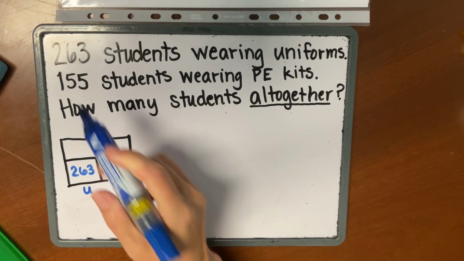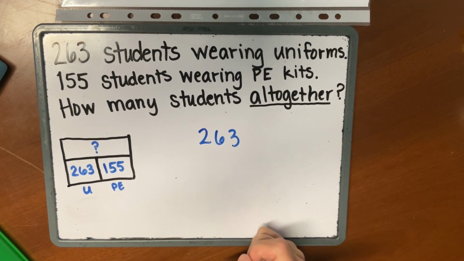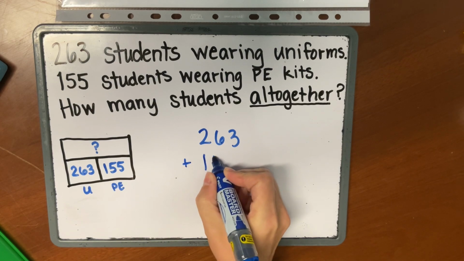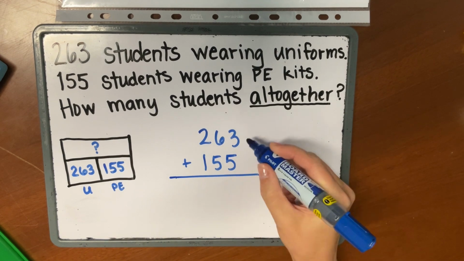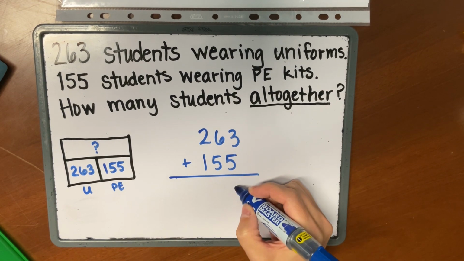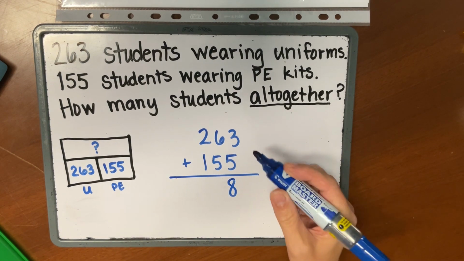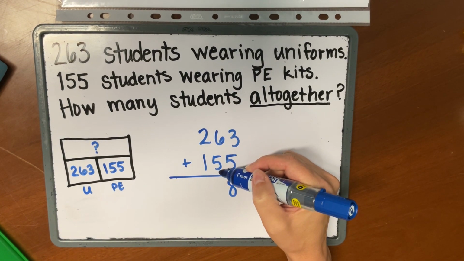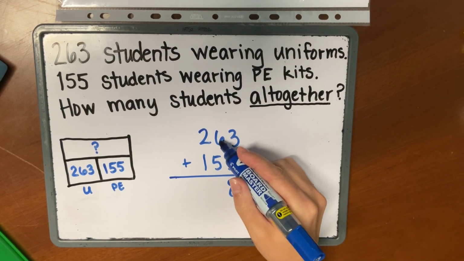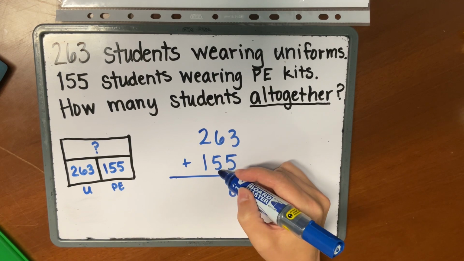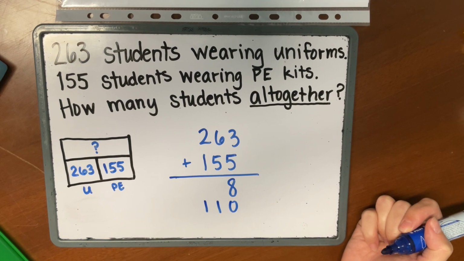Well, I know that 263, and I'm adding that to 155. I know that 3 and 5 is 8. So if I take the ones and I just do the ones together, I have 8. If I have 6 and 5, that's actually 11. It's 11, but it's really not 11. It's 6 tens and 5 ones, which is really 110. I can put it that way.